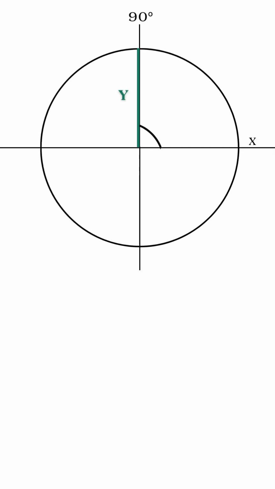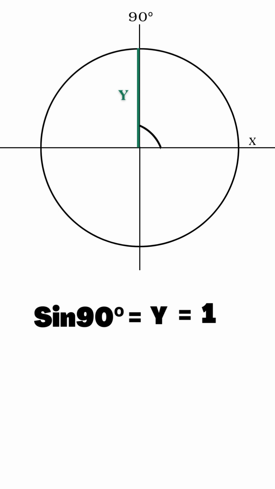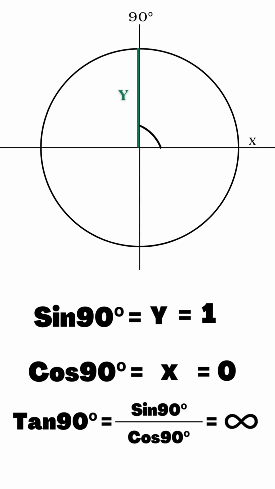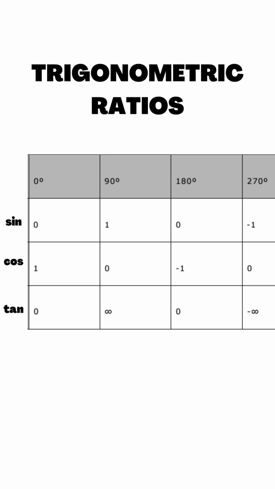Now with 90 degrees, sine of 90 equals the y-coordinate, which is equal to 1 because we move the radius upwards. Cosine of 90 equals 0 because it's the x-coordinate and we don't have one. And tangent of 90 equals sine over cosine, 1 over 0 equals infinite. Finally, here's a chart with all of the trigonometric ratios.